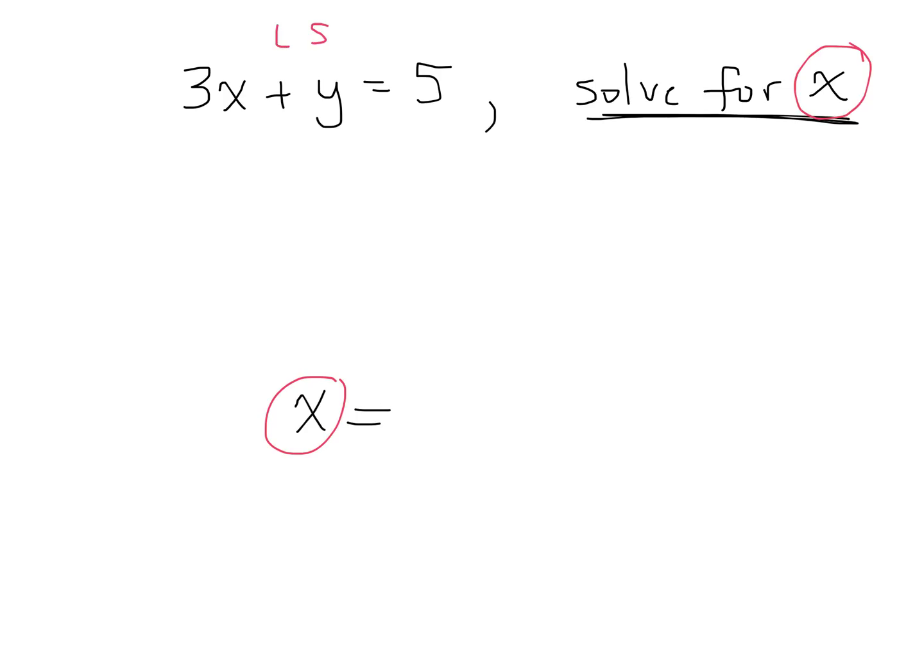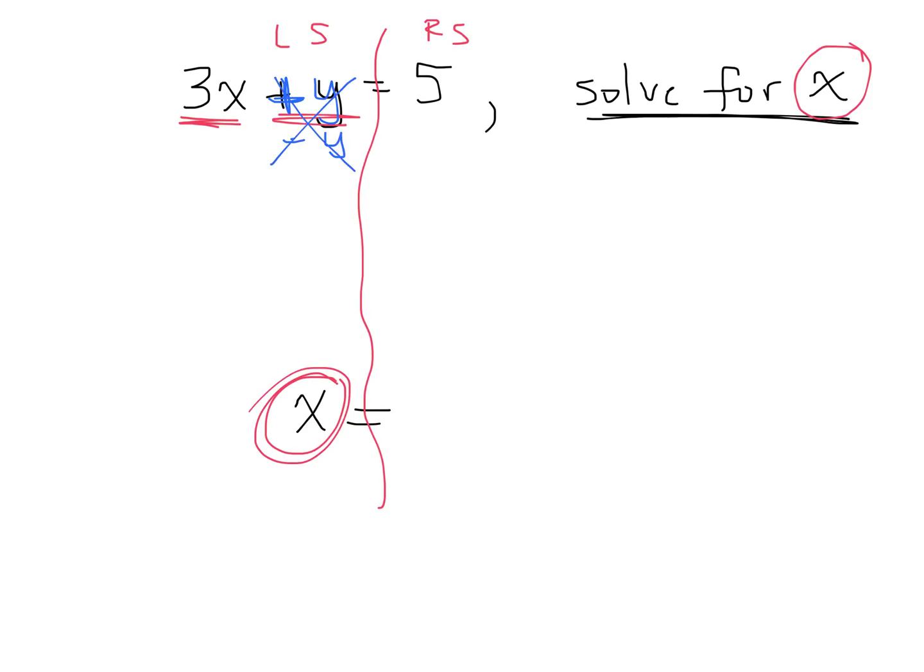On the left side, I have a 3x, and I have a positive y. What's the first thing you want to get rid of? We have a plus y, but I don't want my y on the left side. I only want my x on the left side. So how would I get rid of a plus y? Minus y, right? Just like if it was a number, it's the same thing. So what do I have to do on the right side? Minus y. Okay, so I have 3x, and then I have 5 minus y.